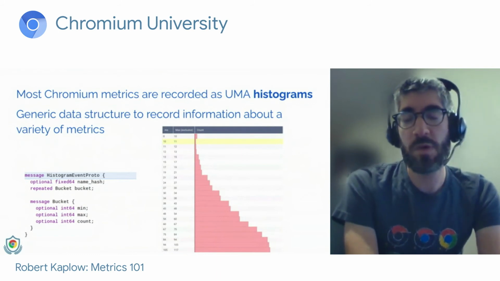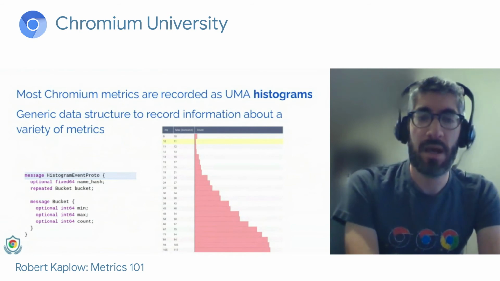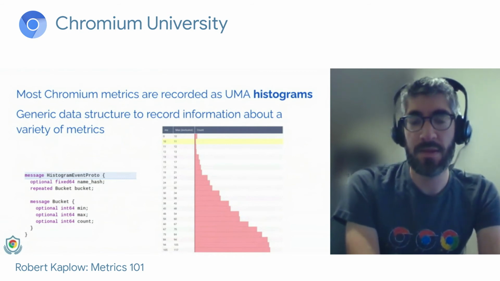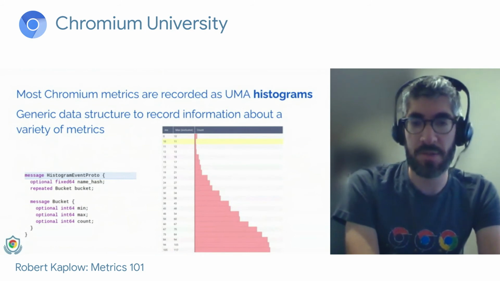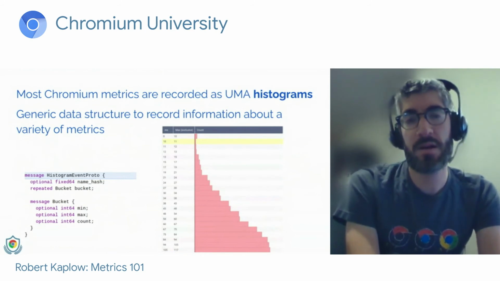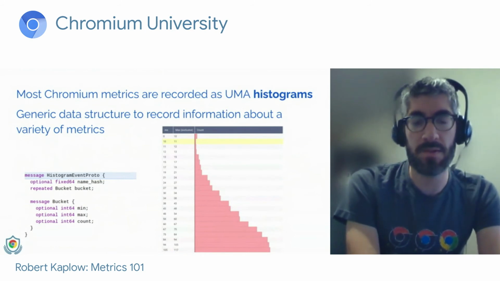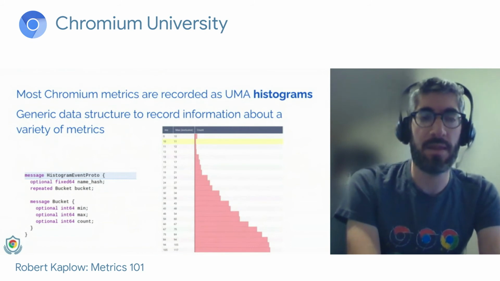So this is just one data structure we have in Chromium. There are other data types within UMA that are a bit more specialized, and there are different structures as well in UKM. But for the focus of this talk, since UMA histograms are so broadly used and useful, that will be the primary focus here.